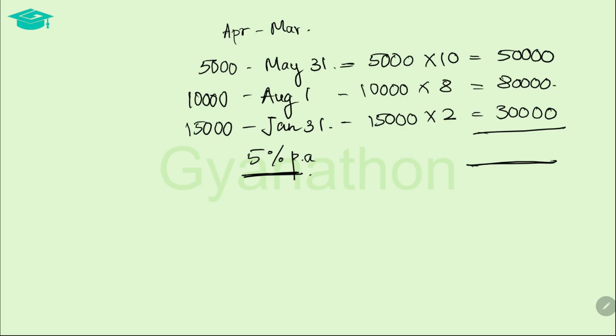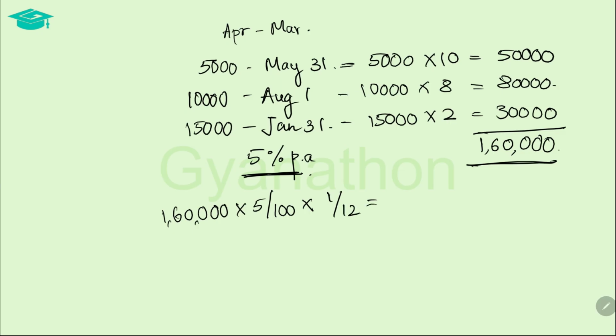Now the sum of these products is 1,60,000. Now let us calculate the interest on drawings, which is first of all the sum of products, that is 1,60,000 multiplied by the rate of interest, which is 5%, and the total of it all divided by 12. So here we get the amount to be 667 rupees as the interest on drawings. So we saw how to calculate interest on drawings when varying amounts are withdrawn at random intervals.